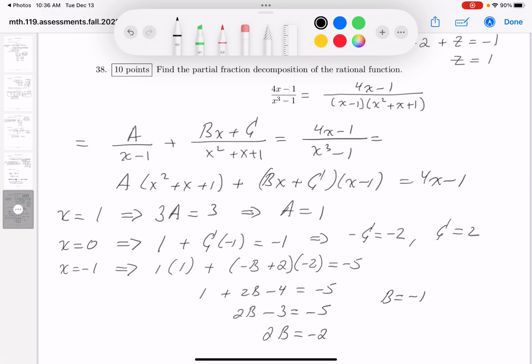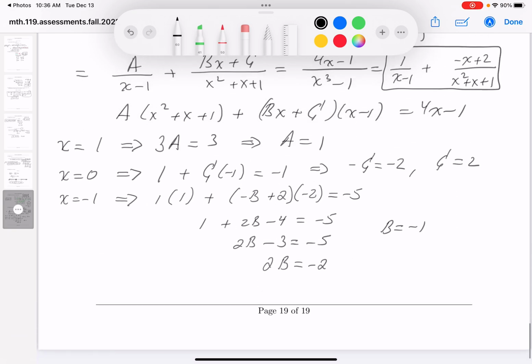What's A? A is 1. So what do I get? I get 1 over x minus 1, and then plus, well, B is minus 1, so it's minus x. C is 2, so plus 2 over x squared plus x plus 1. All right, let's keep going. And that's it. We got it.